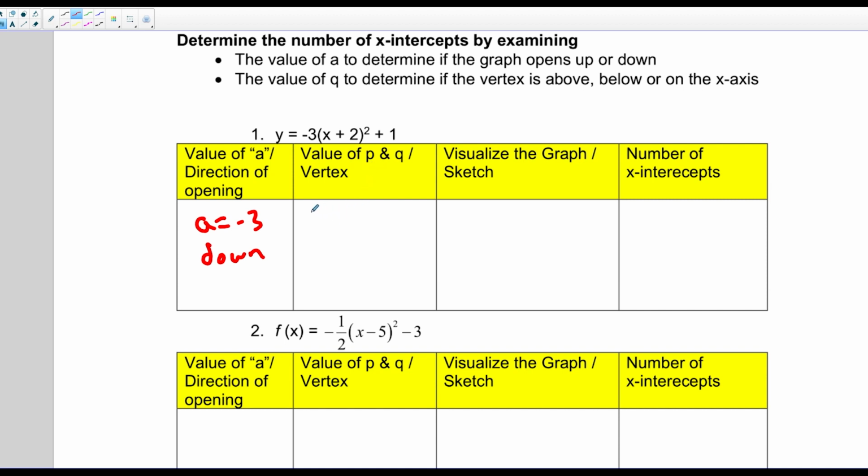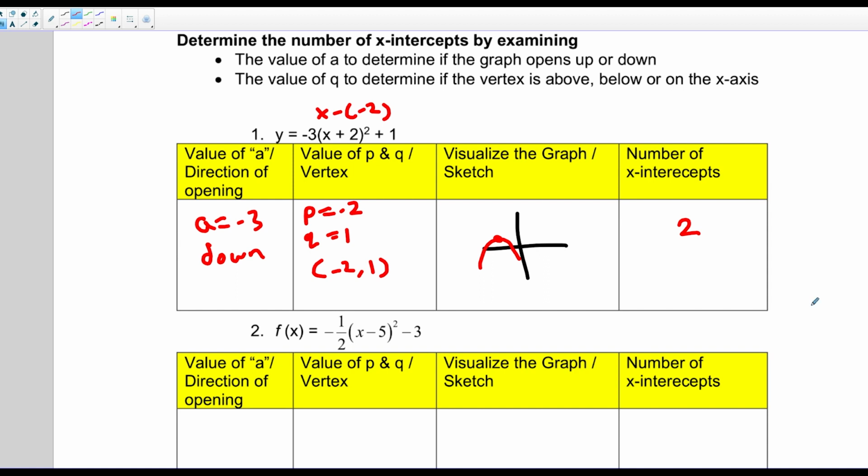Your values of p and q: since p is equal to -2, remember it's going to be x minus a -2, which gives us the x plus 2. So p is -2, q is equal to 1. That means we have a vertex at -2, 1. So if we were to quickly sketch this graph, -2, 1 is going to be in this quadrant right here. So -2, 1 means we're going to have something there, and because it opens downwards, we quickly sketch that graph and we have something that looks like that. And we can see that we have 2 x-intercepts.